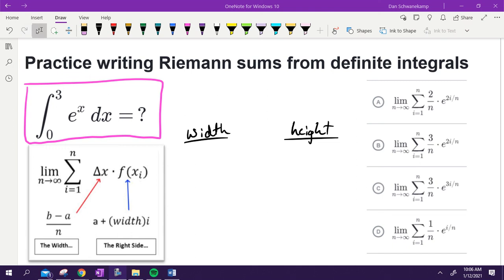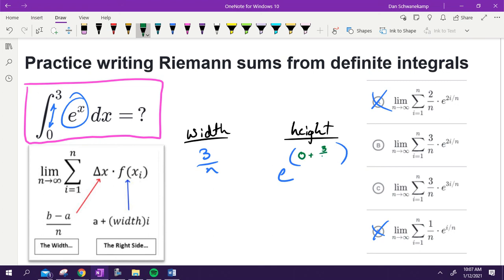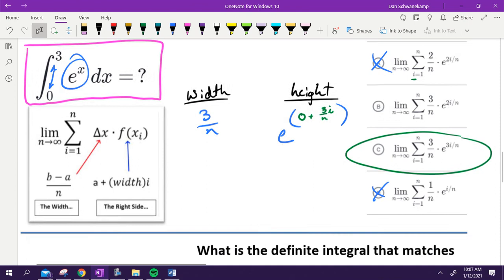We're seeing some 3s. Let's just check. Cannon, what's the width of this thing going to be? 3 over n, because he's going from 0 to 3, and he always divides it by n. So he's looking for one with 3 over n in it. It's not A. It's not D. The height. You are going to plug into this equation. You're going lower bound. So what's my lower bound? 0 plus the width times whatever letter they're using. They're using I here, so 3i over n. It's C. It's the only one that makes any sense. Kind of makes sense what we're doing. Height times width. Height times width. That's what we're doing each time.